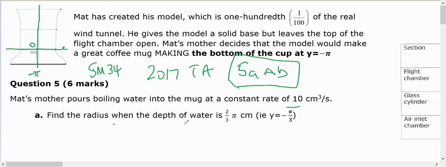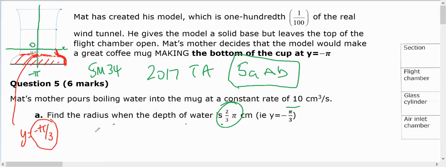What is the radius when the depth of the water is 2 pi on 3? Well, it's going to be at a depth of 2 pi on 3 when it's there, because the depth of the water will be 2 pi on 3. But we'll have a y value of negative pi on 3. So I'm going to use the equation for the bottom bit, set y equal to minus pi on 3 and solve for x, because x will give you the radius.